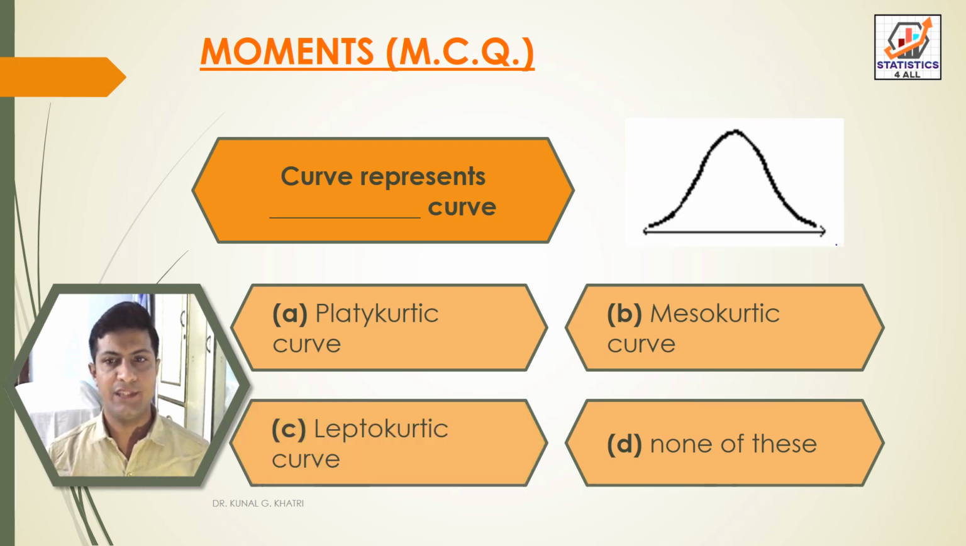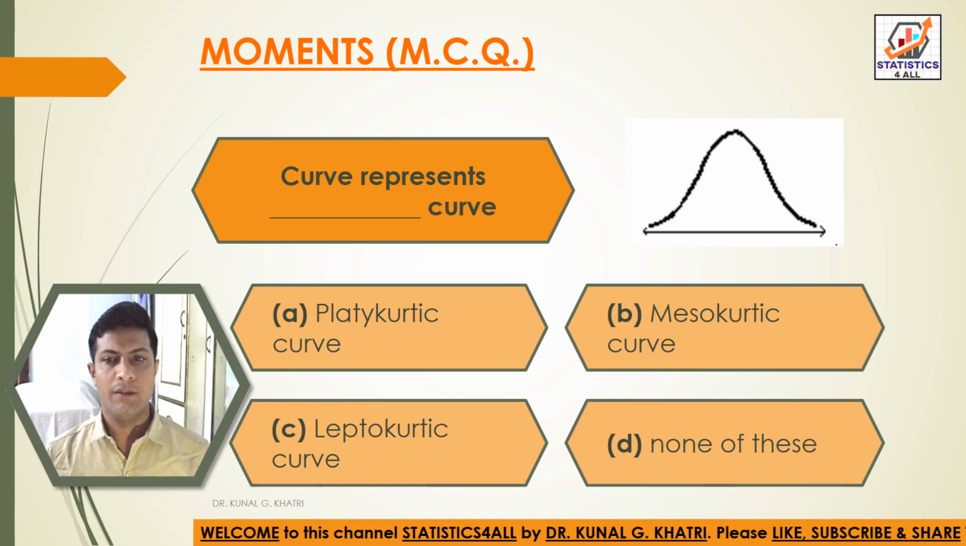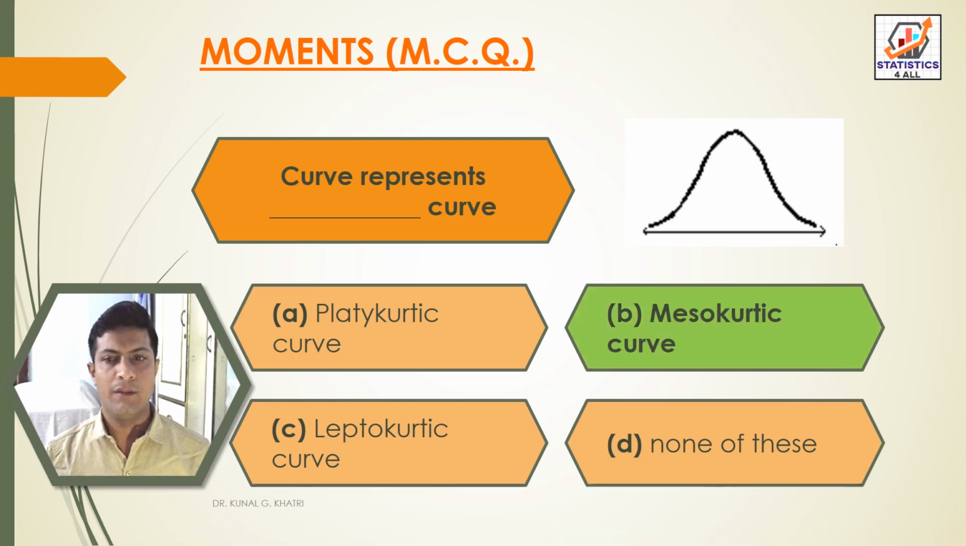Next question. Curve represents dash curve. Option A platykurtic curve, option B mesokurtic curve, option C leptokurtic curve, option D none of these. So here we have answer option B mesokurtic curve. Curve represents mesokurtic curve.